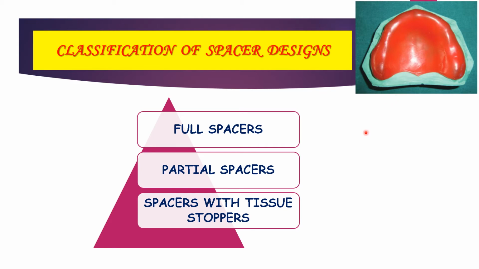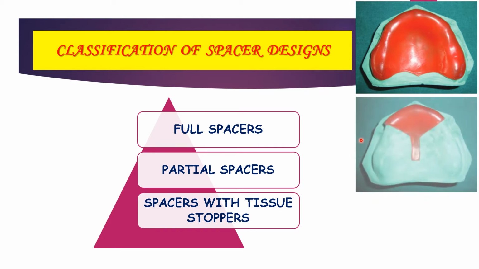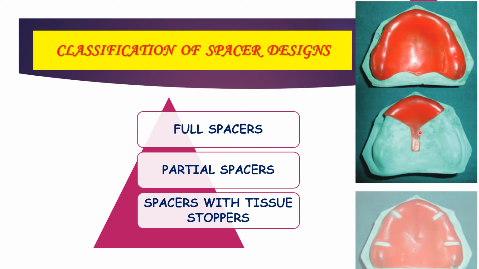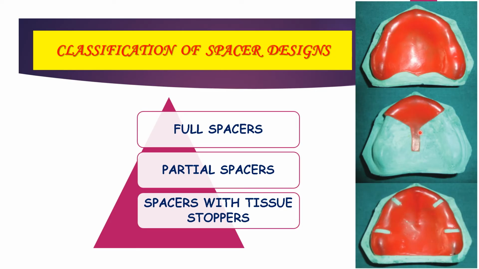Then next one is the partial spacers. Based on clinical needs, it is made to cover specific areas only, like T-shaped and I-shaped spacers. Next one is the spacers with tissue stoppers. Tissue stoppers are windows which are made bilaterally at the canine and the molar region, mostly 2 mm in width, and they help in proper vertical seating of the impression tray and control the thickness of the impression material. So these are the classification of spacer designs, that is full spacer, partial spacer and spacer with tissue stops.